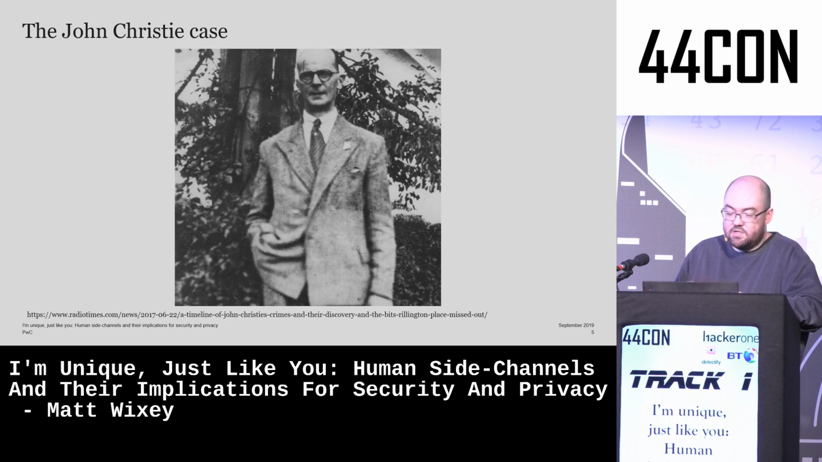Timothy Evans shared a house with this guy, John Christie, at 10 Rillington Place, which is, or was, not a million miles away from here, in Notting Hill. And it turns out John Christie was the actual murderer of Timothy Evans' wife and child. Where what I'm going to talk about comes into this story is linguistics.